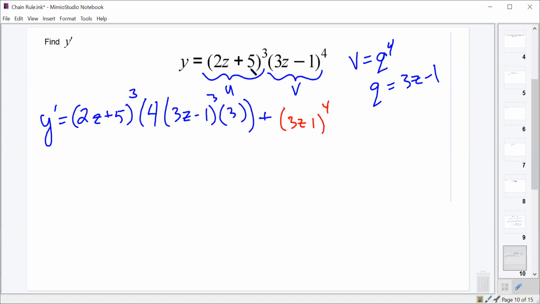And how are we going to take the derivative of u? U is equal to, what's a variable we want to use for that? A, all right, a to the 3rd with a equal to 2z plus 5. So what do we get? We get 3a squared. So that'll be 3 times 2z plus 5 squared times what? 2. All right. Everybody good with that as your derivative to start with?